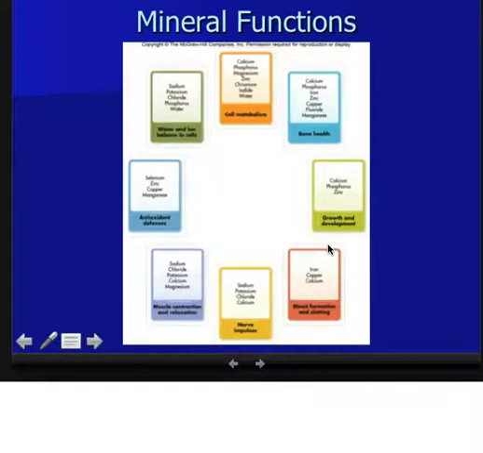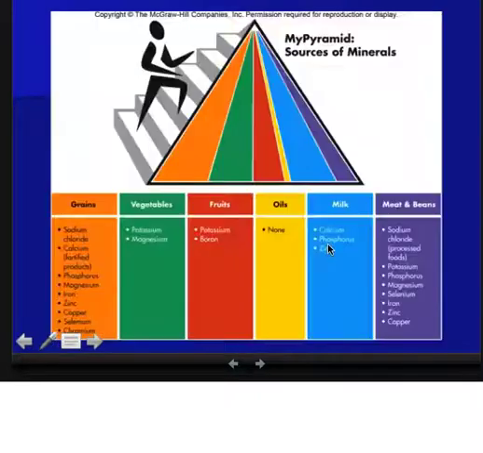Here you can just see a list of the minerals and their various functions. So this is a nice summary slide. This is available in your text. And then this is just a look at the MyPyramid sources of minerals as broken down by class of food: grains, vegetables, fruits, oils, milk, meat, and beans, and the particular food items that would carry the particular minerals that would be carried by each of these food items. And so notable is that oil contains no minerals, right, because it's simply lipid.